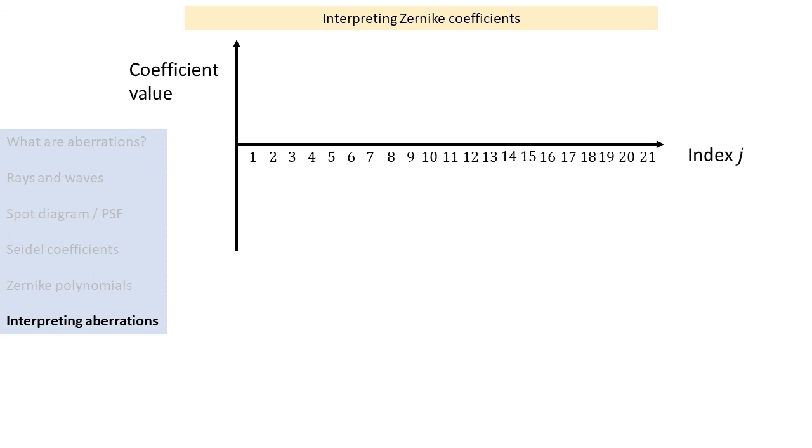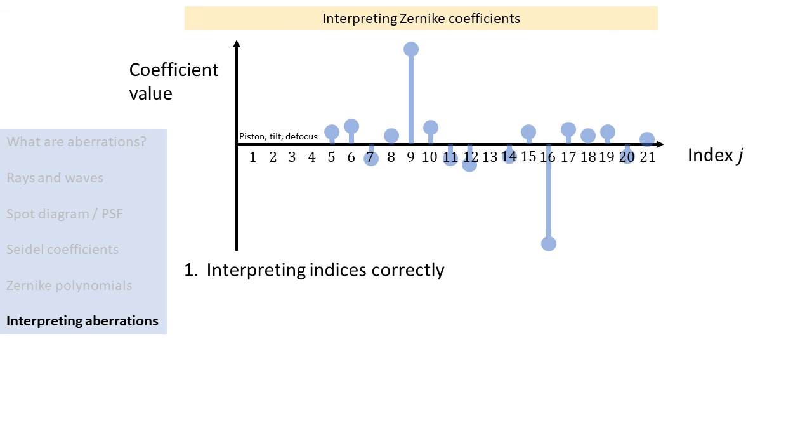So, if we were presented with a set of coefficients, what can we learn from them? First, note that sometimes the first few coefficients are not given. This is because they correspond to piston, tilt, and defocus. They are not very interesting because piston does not affect the image, tilt only shifts the image laterally, and defocus can be corrected for by moving the detector along the optical axis. So how do we interpret the remaining coefficients?